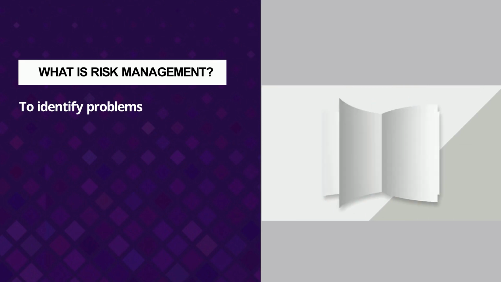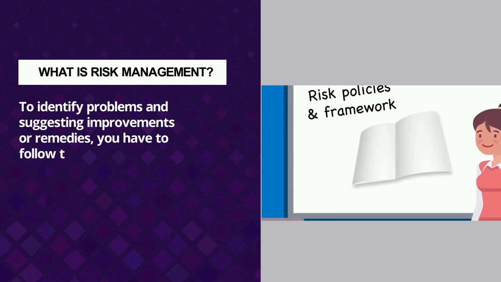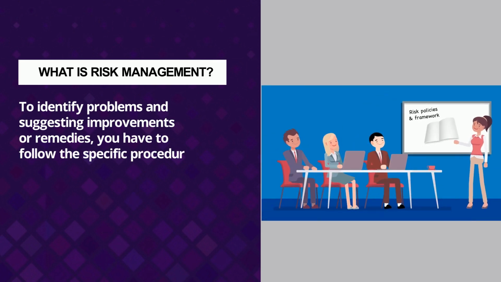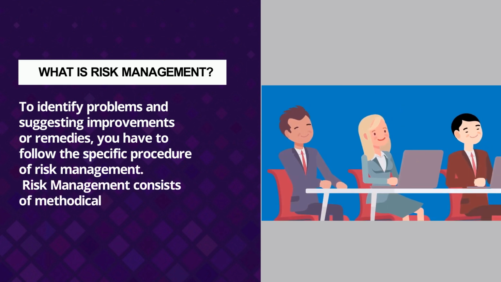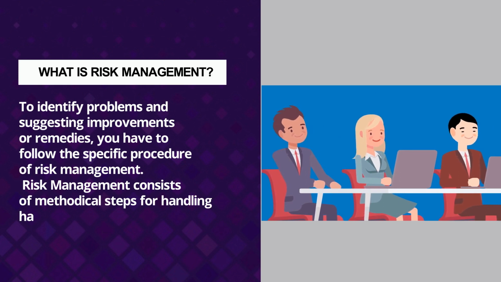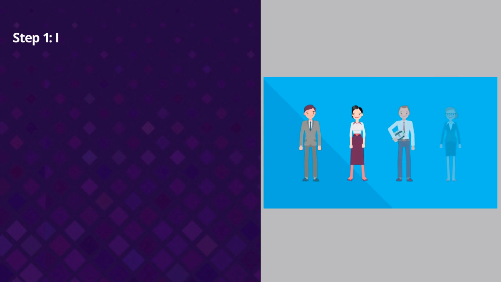To identify problems and suggest improvements or remedies, you have to follow the specific procedure of risk management. Risk management consists of methodical steps for handling hazards in a workplace. Steps involved in risk management are: Step 1.